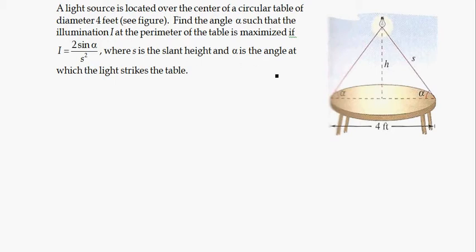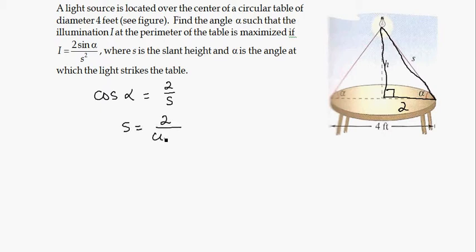So first we have to notice that since the whole diameter is 4, each of these sides of the right triangle, if you just look at one right triangle, each of those is going to be 2. So in order to use an expression to write s in terms of alpha, we need to use the trig equation that cosine of alpha is equal to 2 over s. Solving for s by cross multiplying, we get s equals 2 over cosine of alpha.